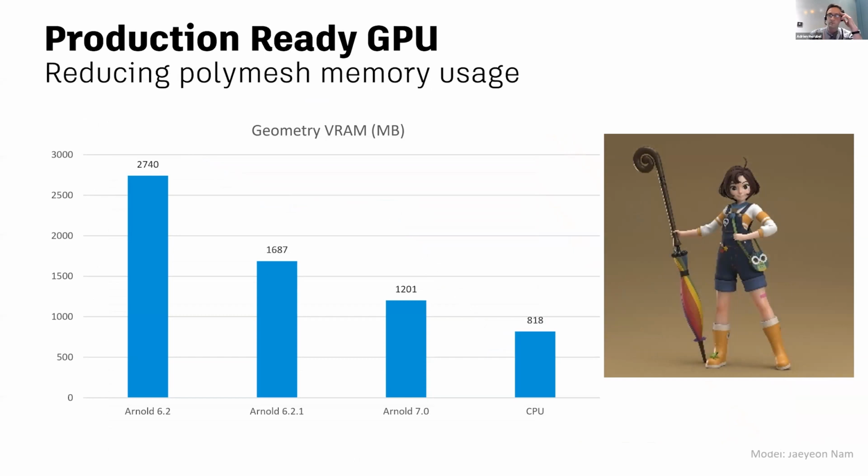Another source of VRAM use is mesh data. And in Arnold 6.1 and Arnold 7, we halved the amount of VRAM used by meshes. We did this by reusing most of the optimizations we use on Arnold CPU to compress mesh data. As you can see, CPU rendering is still using slightly less memory for meshes than GPU, but we hope to continue the trend and reduce memory consumption even more.